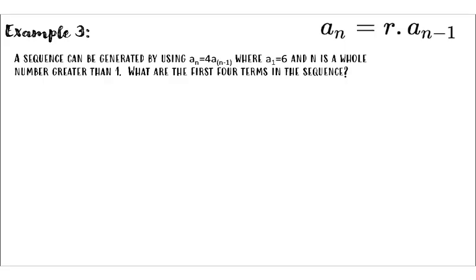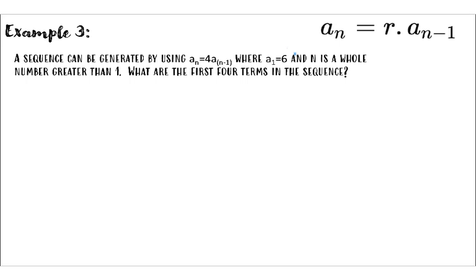So let's look at examples. A sequence can be generated by using a sub n is equal to 4 times a sub n minus 1, where a sub 1 equals 6 and n is a whole number greater than 1. So basically, n has to be greater than 1. You can't say that you're looking for the negative second number in that sequence. That doesn't even make sense. So any number that you're looking for has to be a counting number greater than 1. And so we're looking for the first 4 terms in this sequence.